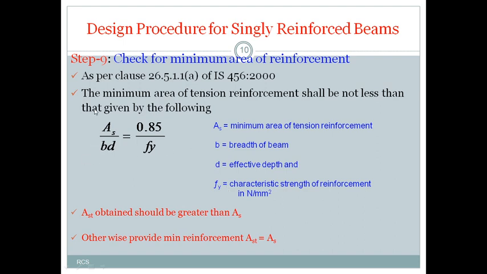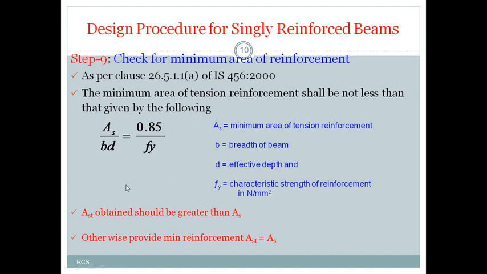From this formula we can calculate the minimum area of tension reinforcement, and we have already calculated the AST. The AST obtained should be greater than As, which means the obtained value should be greater than this minimum area of tension reinforcement.